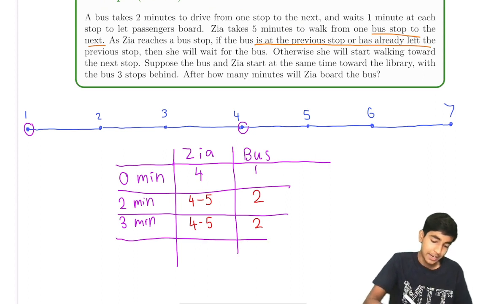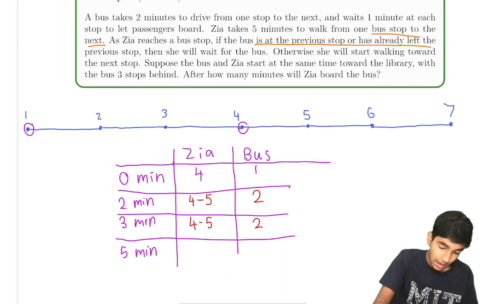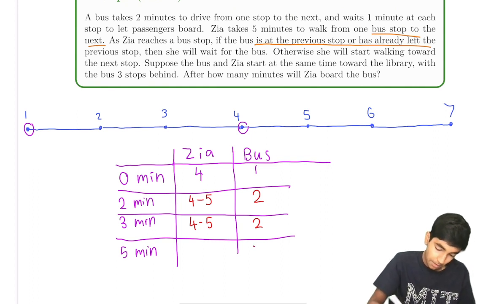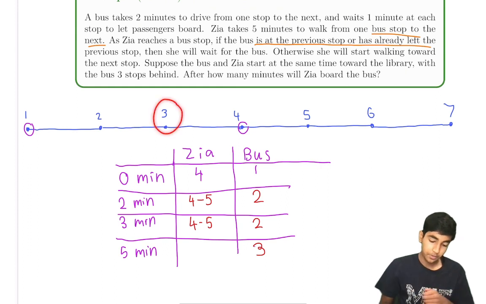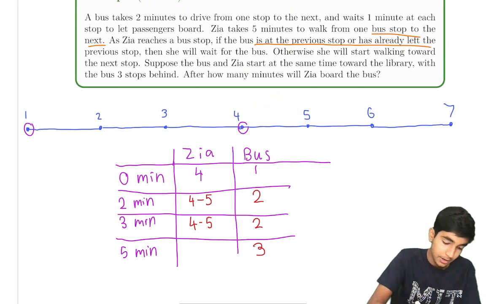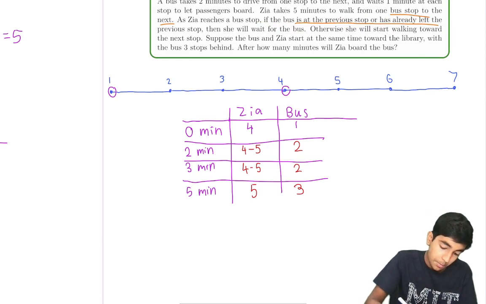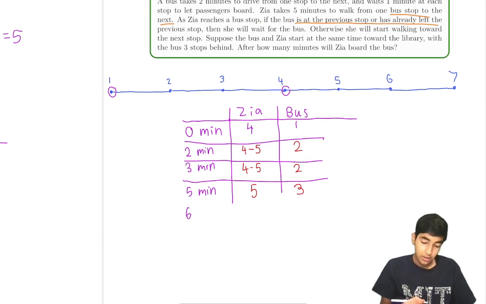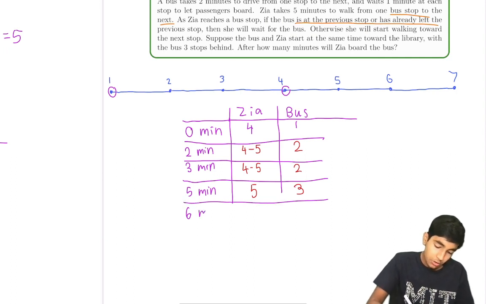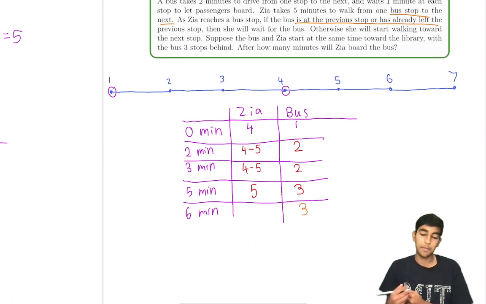Now, what about after 5 minutes? So after 5 minutes, the bus will have left the second stop and reached the third stop. So the bus will be now here, stop 3, right here. And Zia will have finally reached stop 5. It takes exactly 5 minutes for that to happen. Okay, now what's next? Now 6 minutes. So the bus has just arrived at stop 3. So now after 6 minutes, the bus will still be at stop 3 because of the wait time. The bus will still be at stop 3, just about to leave for stop 4, the next stop.